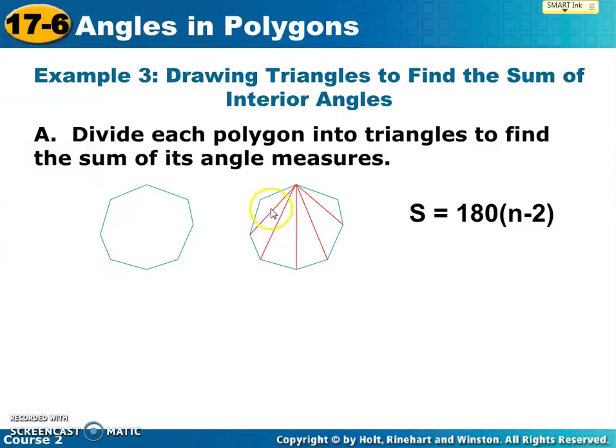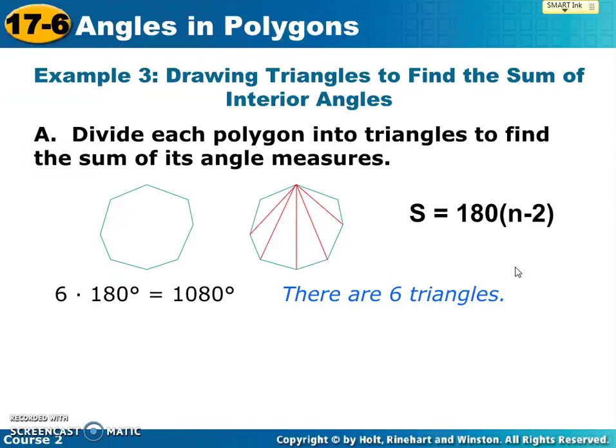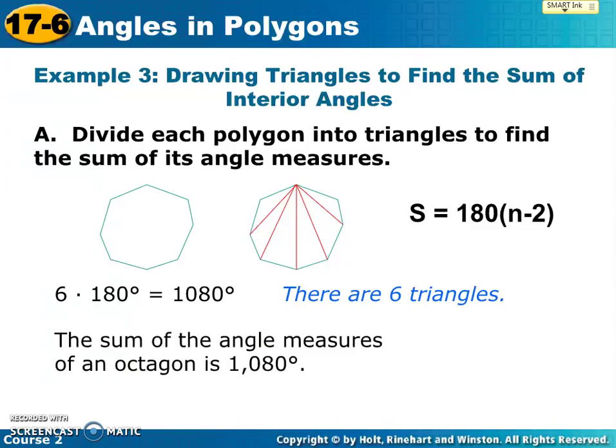We don't need to redraw that line, but we're going to connect all the way to the other points. If we count out the number of triangles we just created: 1, 2, 3, 4, 5, 6. So in this octagon, we created 6 triangles. We know that there's 180 degrees in each triangle, so if we multiply 6 times 180 degrees, we get 1,080 degrees. So in an octagon, when we add up all the angles together, they should equal 1,080 degrees.